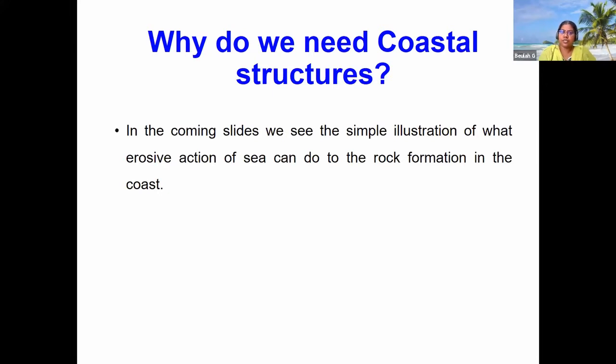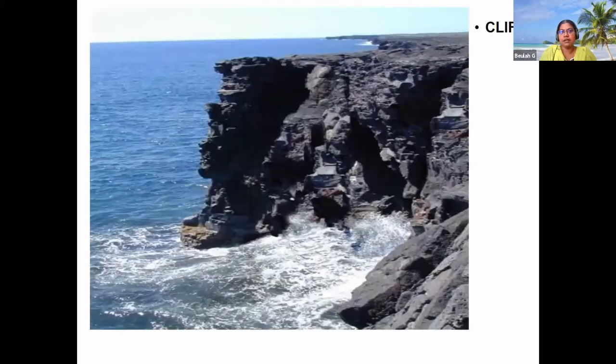So what is the need for us to protect the coastal regions and the coastal structures? You can see a small example in which there is a mountain or a small cliff adjoining the ocean bed. As you can see, these dark black rocks are sedimentary rocks. They may have formed millions of years ago because of volcanic eruptions, and in due course of time they changed into these sedimentary rocks.